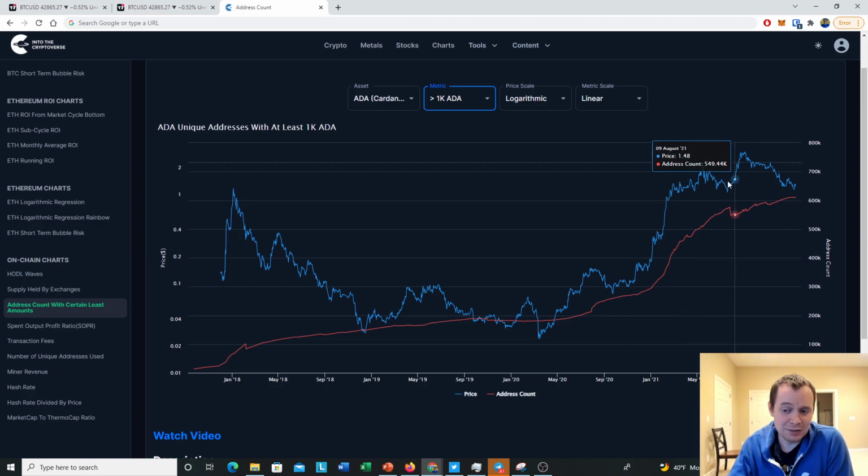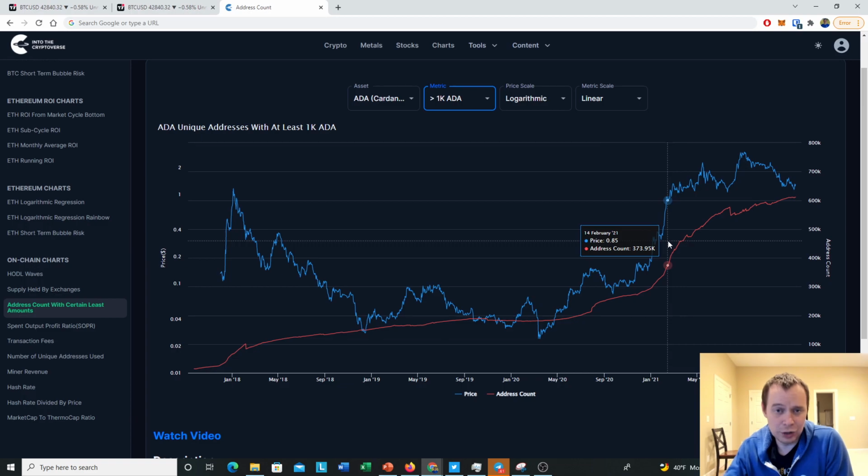And you might see it. You might see another drop off like this before resuming another uptrend. So something to keep in mind. So the trend does slightly change as we get into larger wallets holding at least certain amounts of ADA.